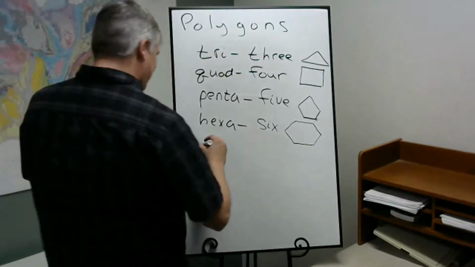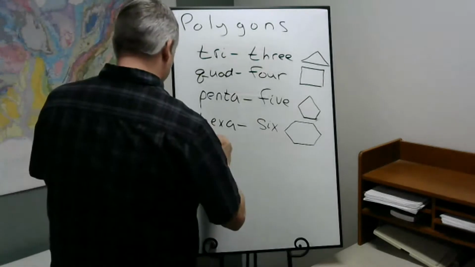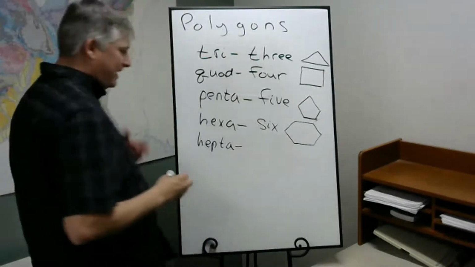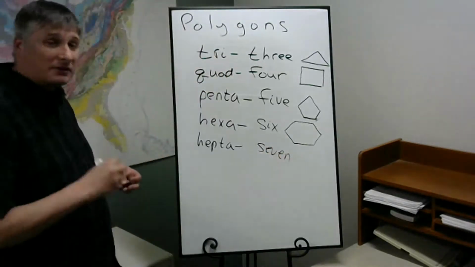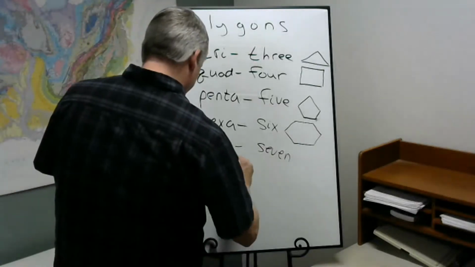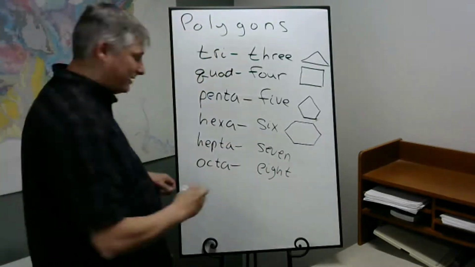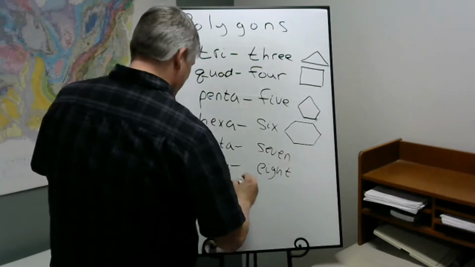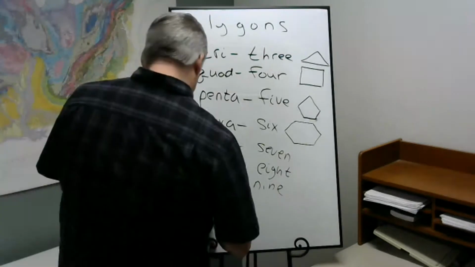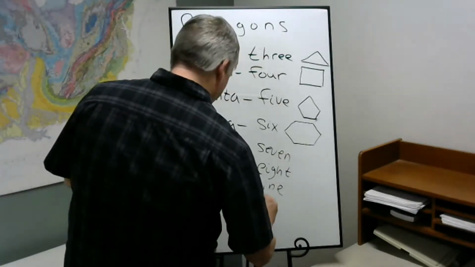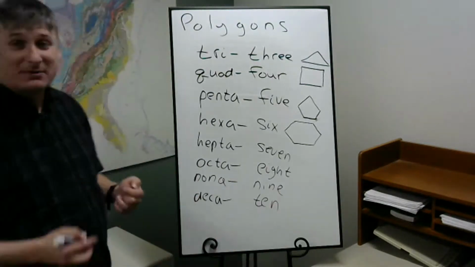Then we have what's a heptagon. Starts with hepta, which means 7. So there's 7 sides that are the same length. Octagon. Octa is 8. Then the nonagon. Nona means 9. And then the decagon. Deca means 10. You could think like decade, 10 years. Deca is going to mean 10.